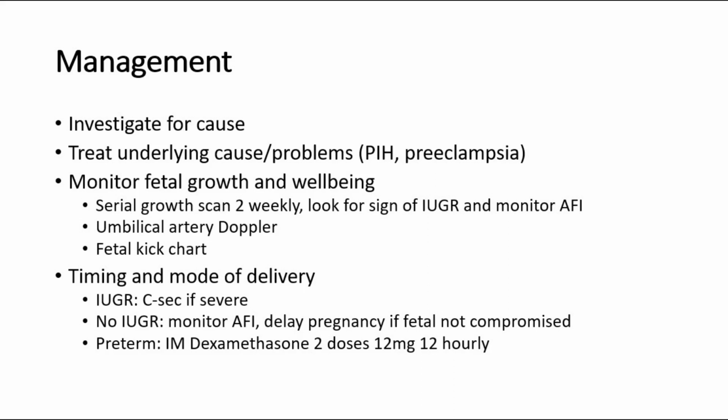Whereas for timing and mode of delivery, if there is intrauterine growth restriction, if it is severe and causing fetal compromise, we can opt for delivery through cesarean section. If there is no intrauterine growth restriction, monitor the amniotic fluid index and can wait for labor. Whereas for preterm babies, we have to give IM dexamethasone, which is a steroid, 2 doses, 12 mg, 12 hourly.